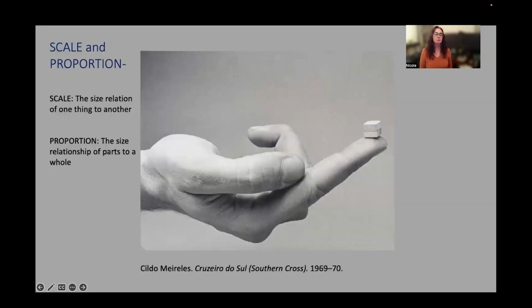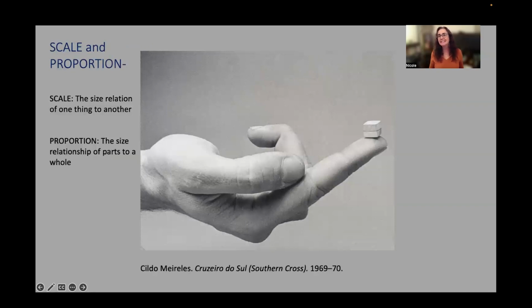So scale and proportion is another way to organize information and or elements in a design. Scale, we want to understand the difference between the two. Scale is really the size relationship of one thing to another thing of the same thing.